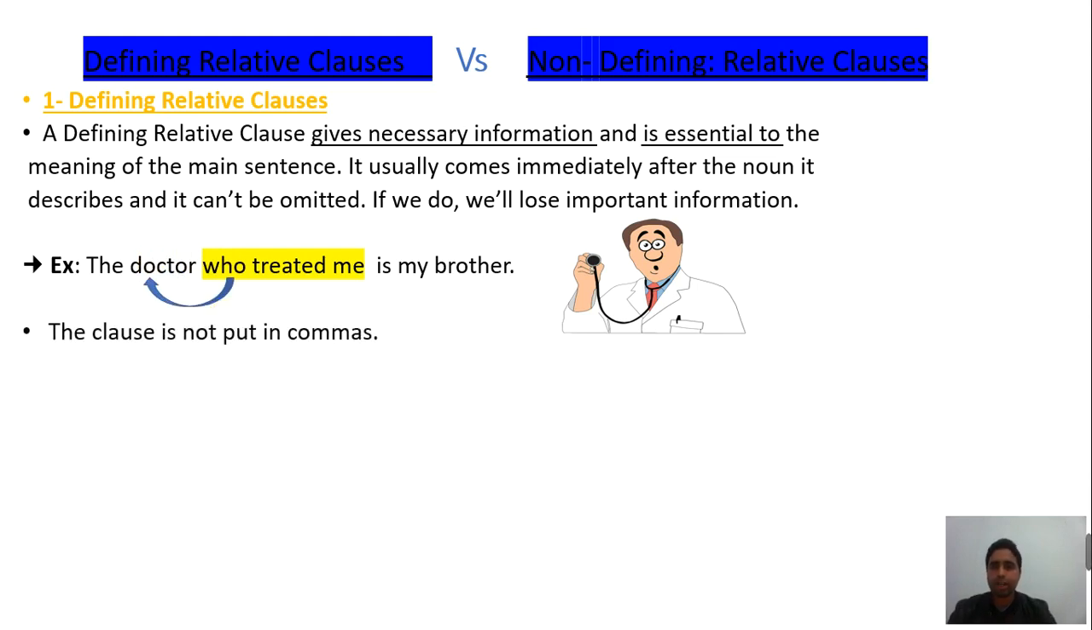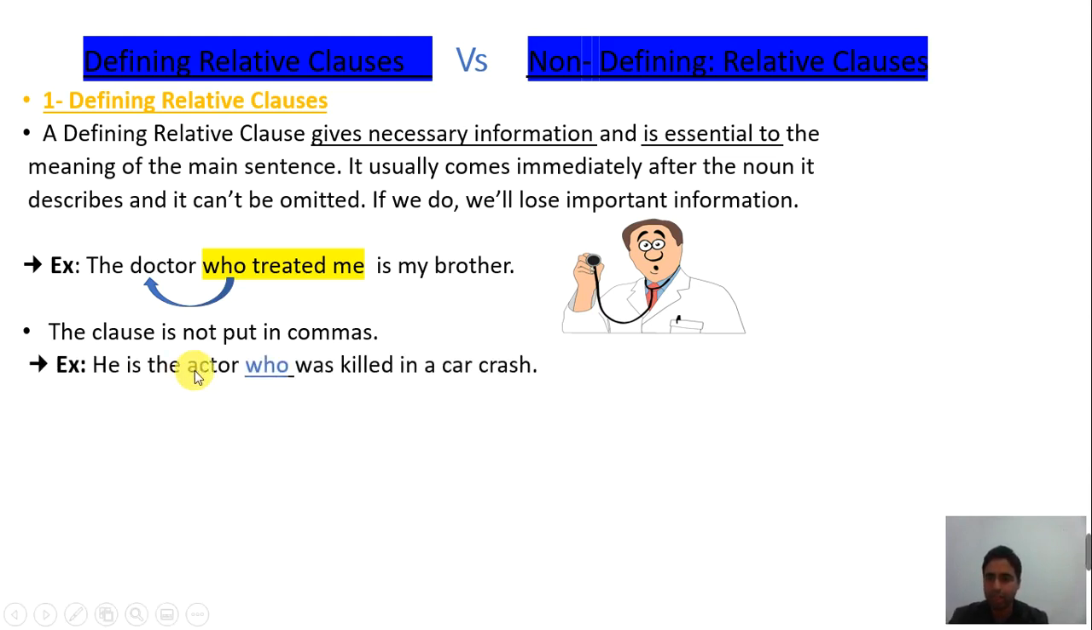Now, a second characteristic of defining relative clauses is that they are not put in commas. We don't have commas as you can see in this example. He is the actor who was killed in a car crash. There are no commas here, which is the case of non-defining relative clauses. They always have commas.